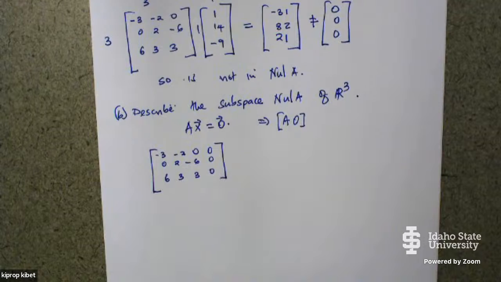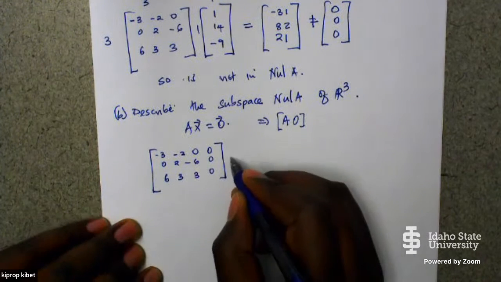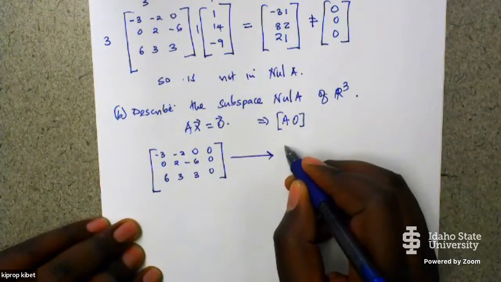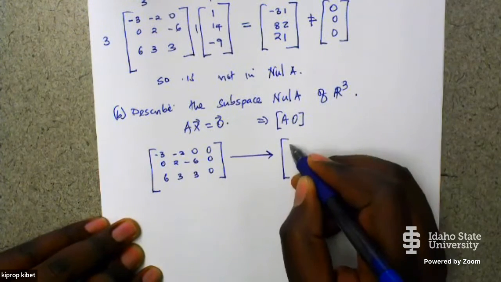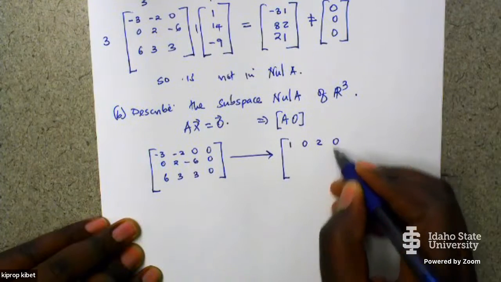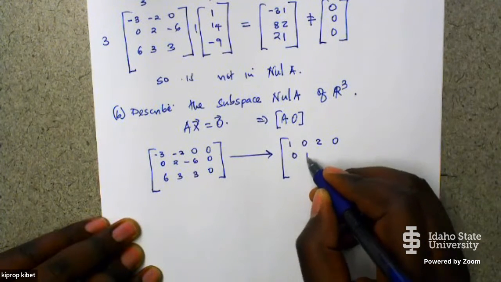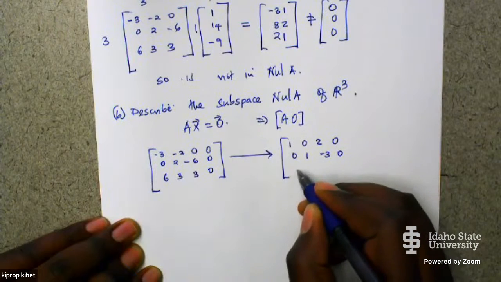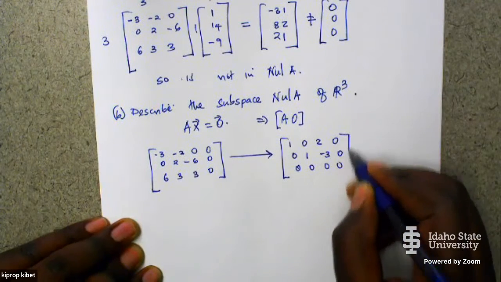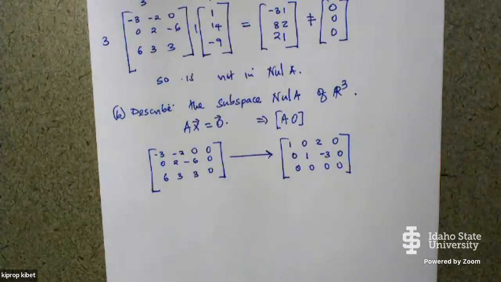When you reduce this matrix completely, because we have done this several times, I don't want us to waste time doing it. What you get is 1, 0, 2, 0; 0, 1, -3, 0; then 0, 0, 0, 0. You can go try this on your own. That is what you get once you reduce it completely. So you get the pivot positions here.